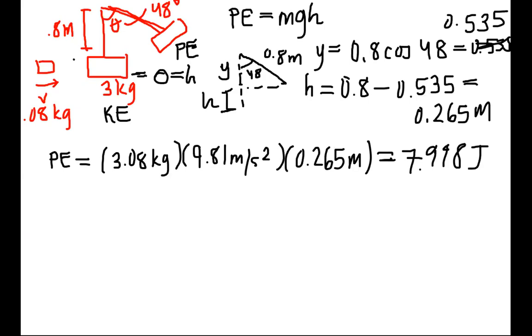And as we've already said, at the bottom of the swing, we only have kinetic energy. And based on our conservation of energy equation, we can say that the kinetic energy at the beginning of the swing is equal to the potential energy at the end of the swing.